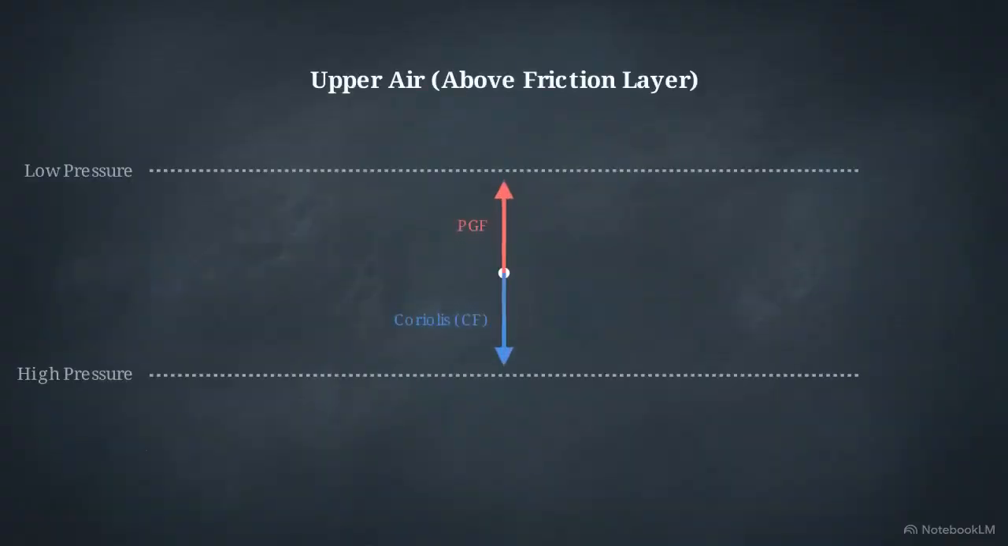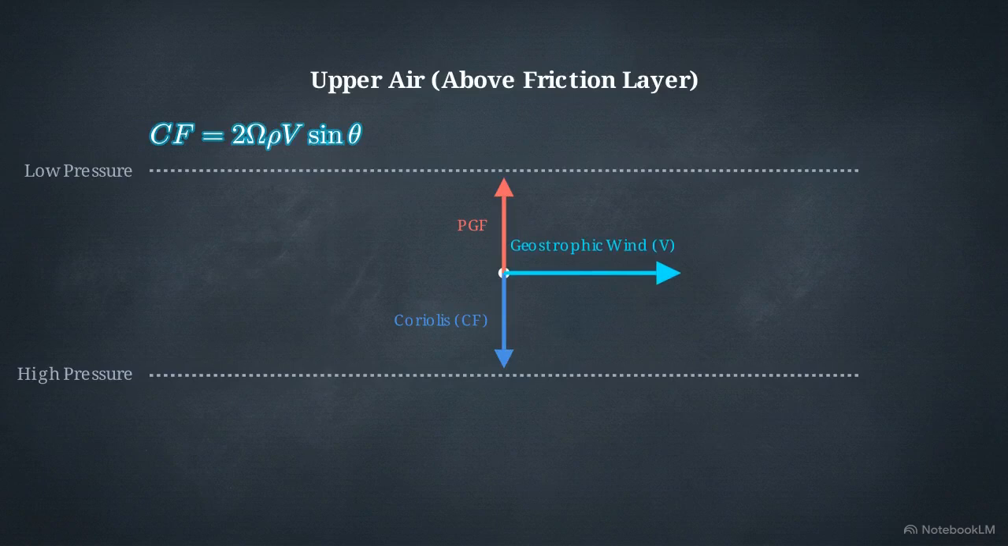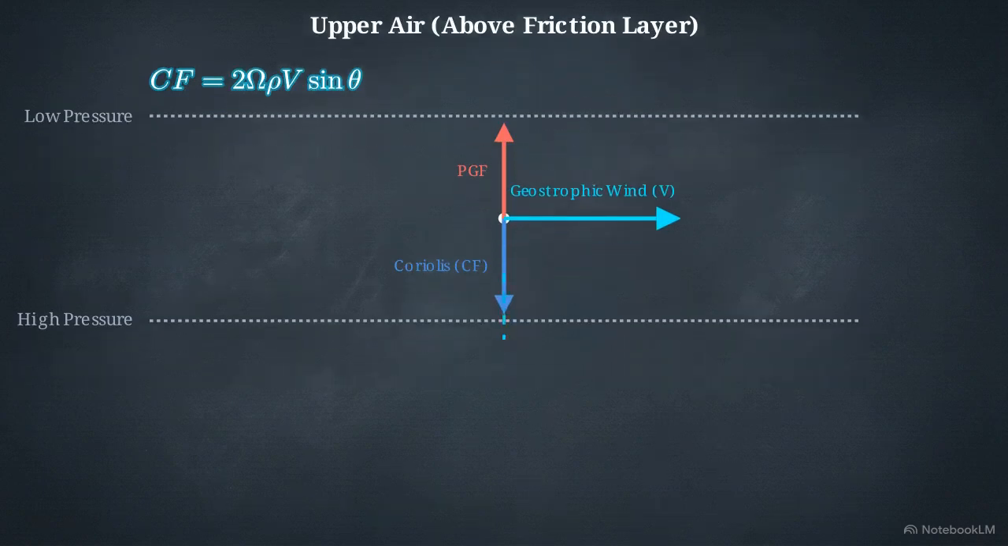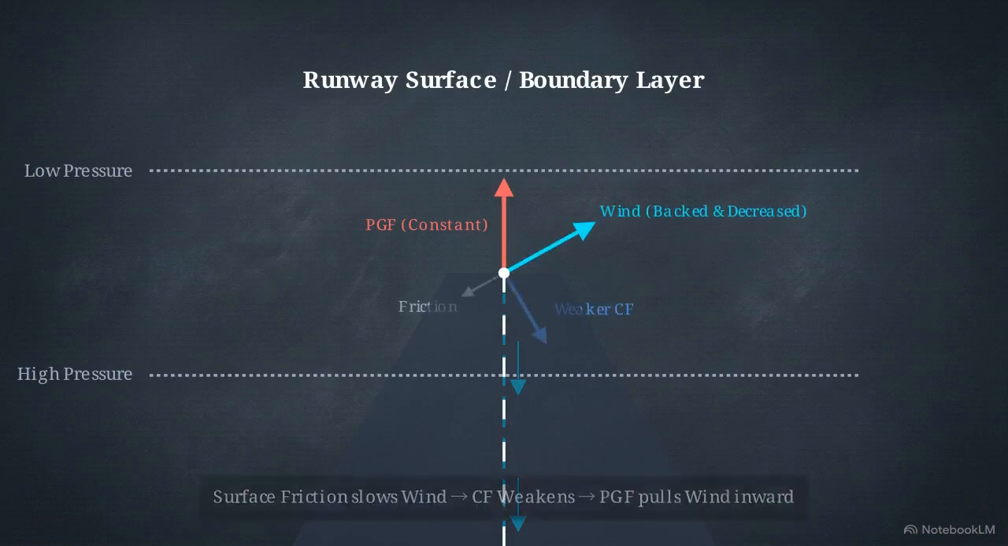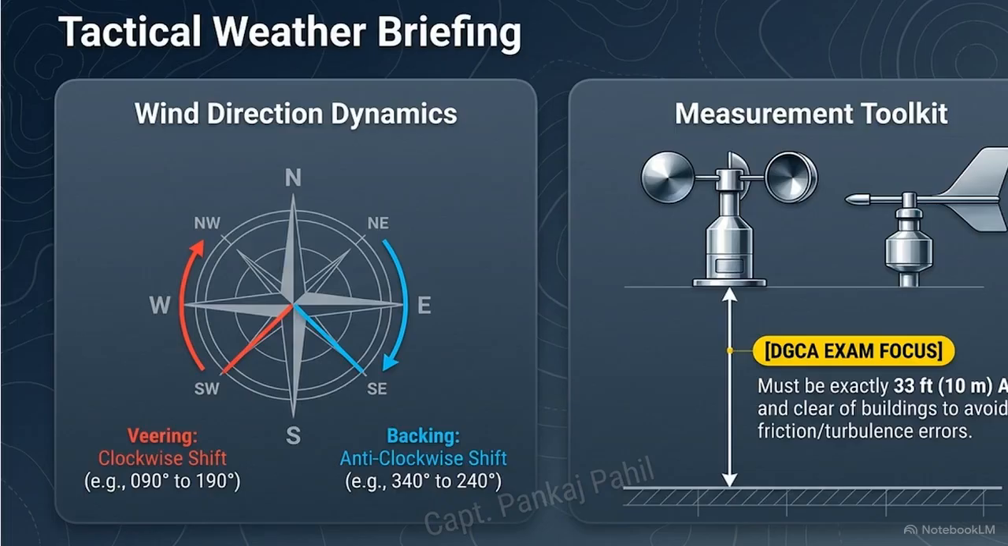Today, we will deduce the strict mathematical formulas that govern air movement, tracking vector balances from the upper stratosphere straight down to the runway surface. This diagram establishes our foundational vocabulary for wind shifts. A clockwise shift in direction is classified as veering. An anti-clockwise shift is classified as backing.